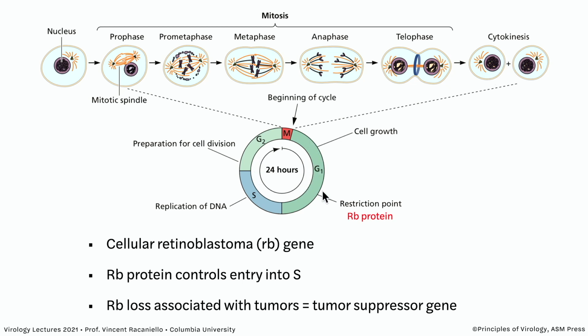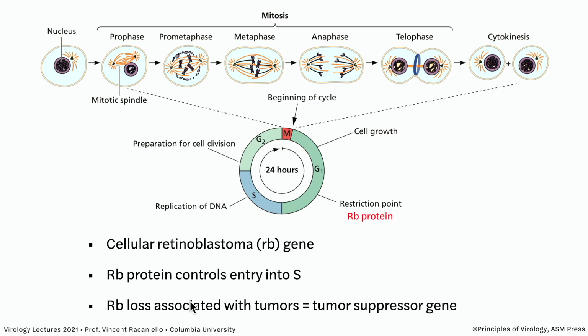There are actually several checkpoints in this cell cycle so that it doesn't go on all the time. And one of them is right here. It's a restriction point which is controlled by the RB protein, retinoblastoma protein, which is encoded by the cellular retinoblastoma gene. This controls entry into S. This protein decides whether the cell is going to go into S. And the signals that lead to that we'll get to in a moment, and we'll discuss even more next time.